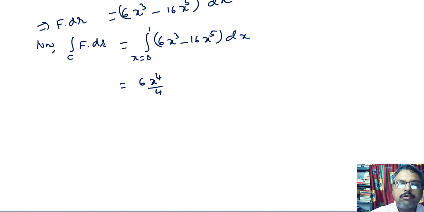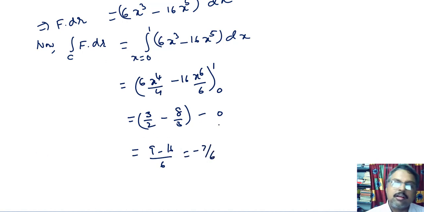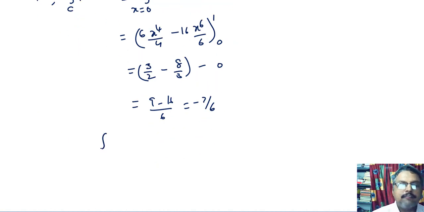6x power 4 by 4 minus 16x power 6 by 6, from 0 to 1. Now substitute the limits. 3 by 2 minus 8 by 3. If you put x equals 1, then if you put x equals 0, it is 0. 9 minus 16 by 6, which is minus 7 by 6. Now this is the solution: integral F dot dr along the curve equals minus 7 by 6 is the answer.